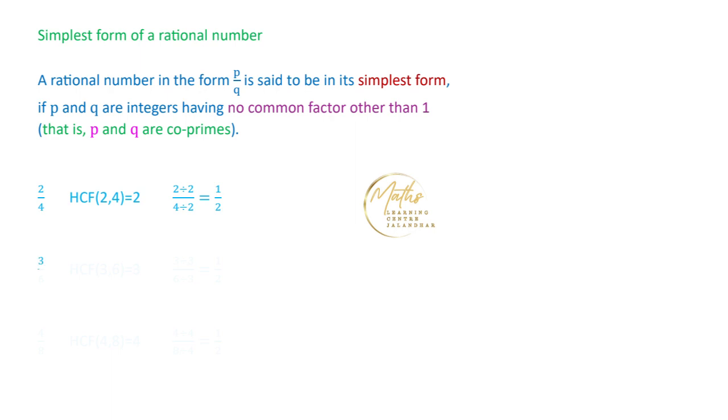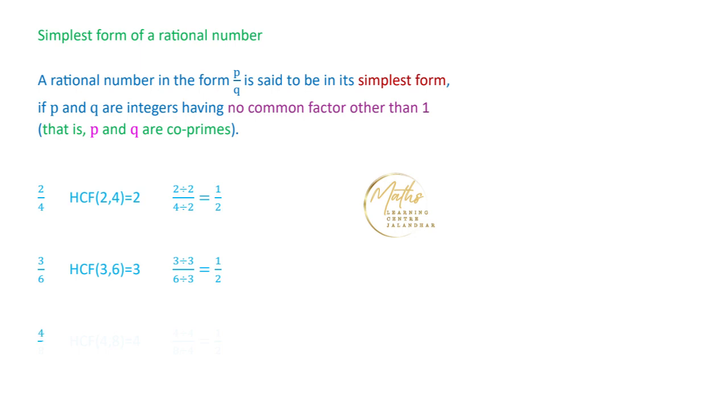Next, suppose I am talking about the number 3 by 6. Now the HCF of numerator and denominator is equal to 3. So we are going to divide the numerator and the denominator by 3. The number we again obtain is 1 by 2. So the simplest form of 3 by 6 is 1 by 2.